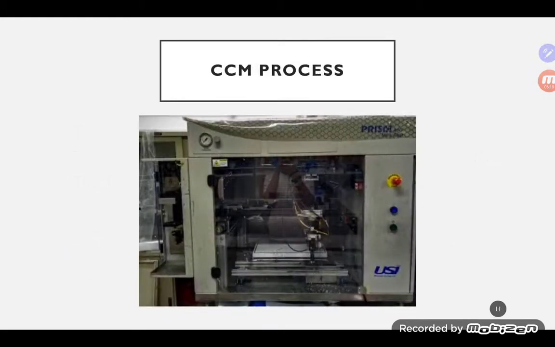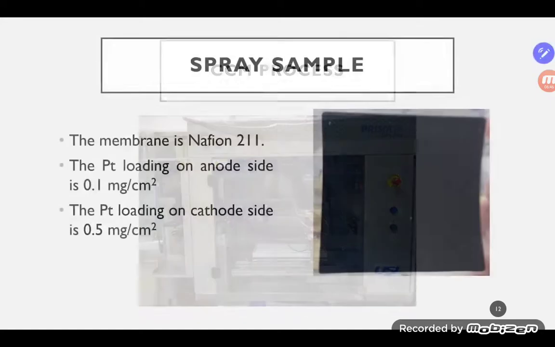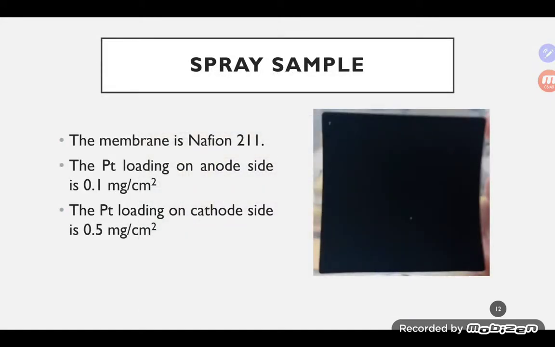So this is the CCM process. For the CCM process we use a spray machine. Here we put the catalyst ink, and then use the ultrasonic spray here to spray platinum onto the membrane. This figure will show you the membrane after spraying the platinum loading.